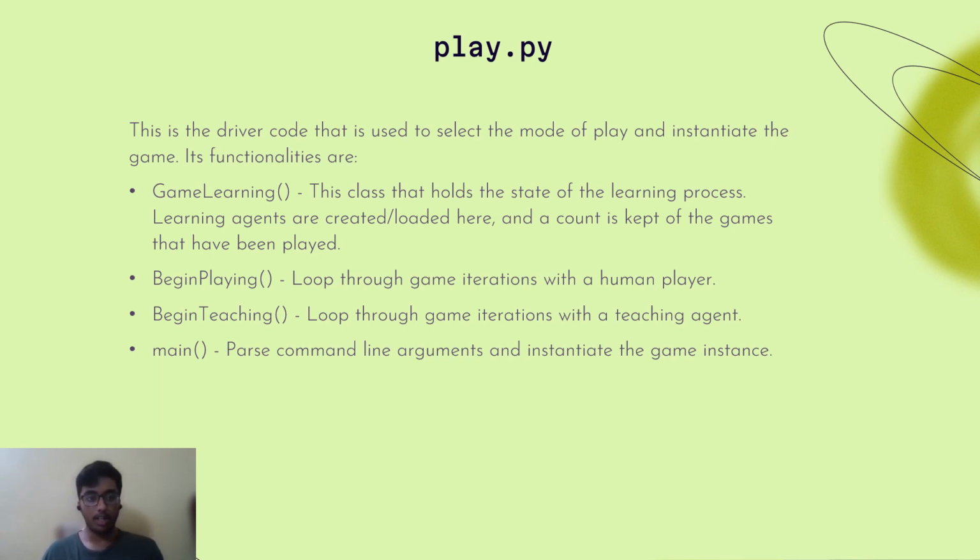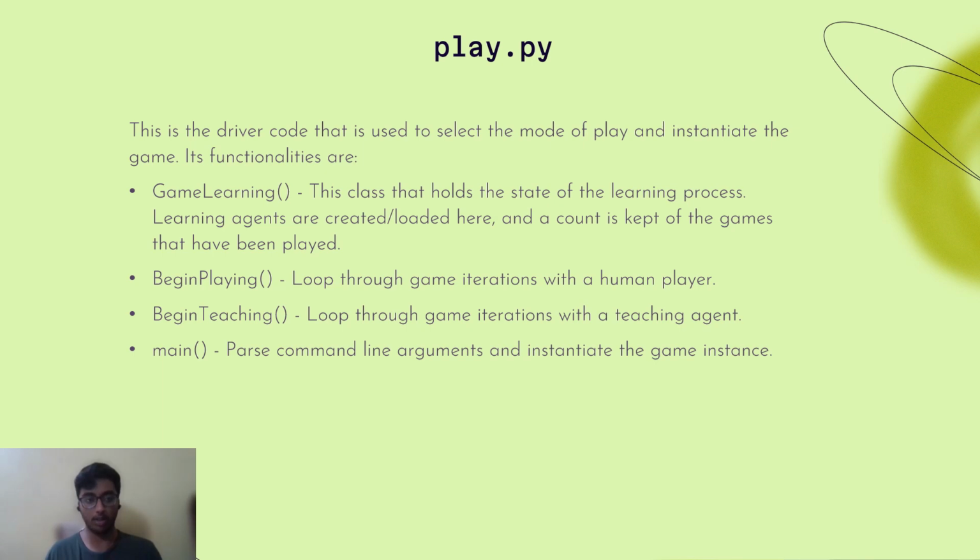The next function is begin teaching. This is to teach the agent by one of the algorithms, that is SARSA or Q-learning. We give a number of iterations of how much we want to teach, so it loops through the number of iterations and teaches the game. Basically, each iteration is one game being played once, so it plays again and again till our required threshold is met.